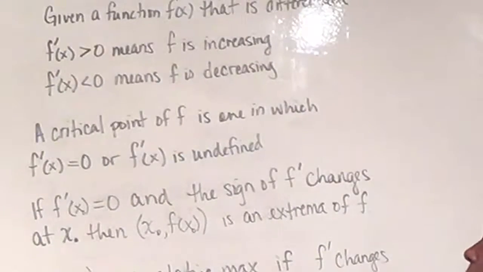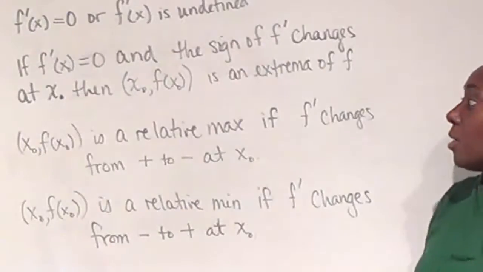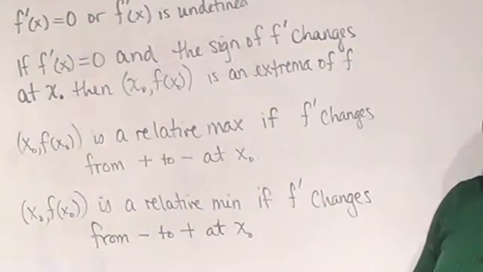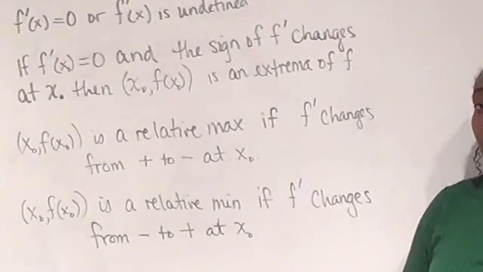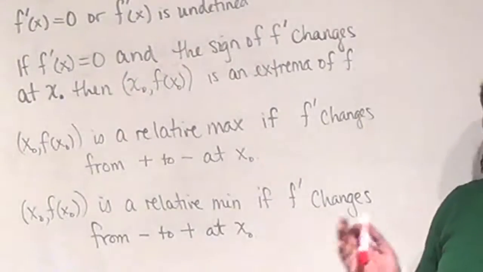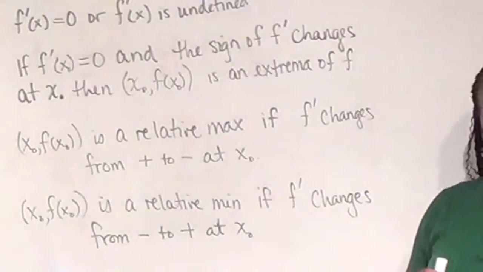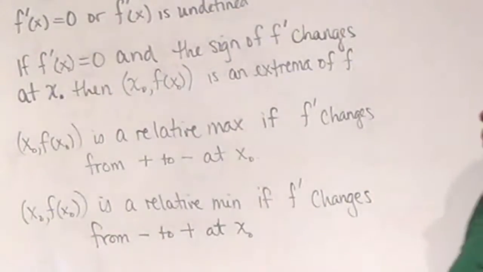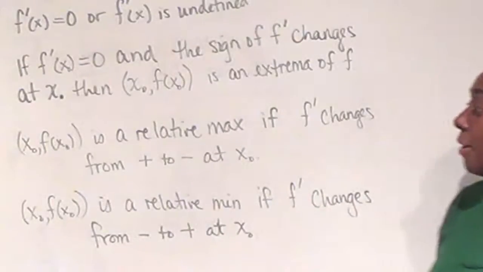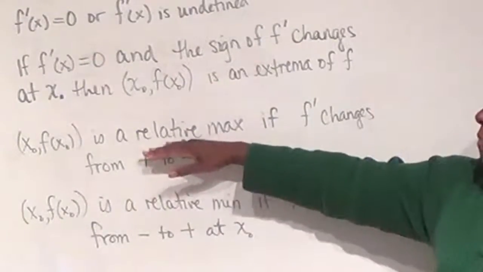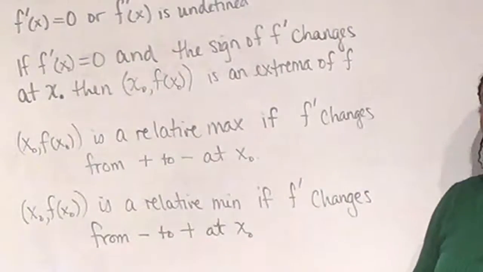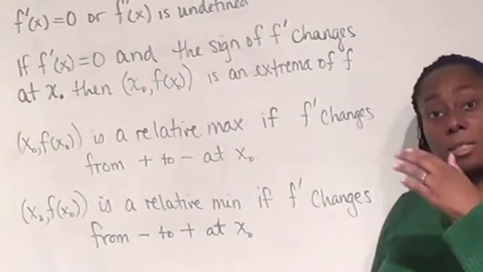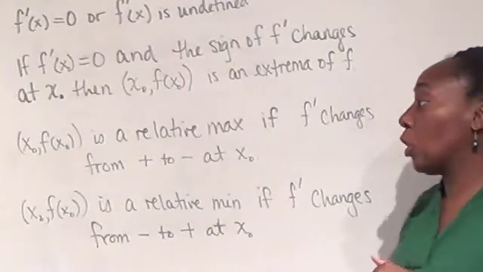Okay? If f prime of x naught is equal to 0, and the sign of f prime changes at x naught, then x naught comma f of x naught, that point, is an extreme value of f. So here, if I have a critical point where the derivative is 0, and the function changes from increasing to decreasing, or from decreasing to increasing, then I have what we call an extreme value. And an extreme value is just either what we call a relative maximum or a relative minimum. So points where the function is high or points where it's low.